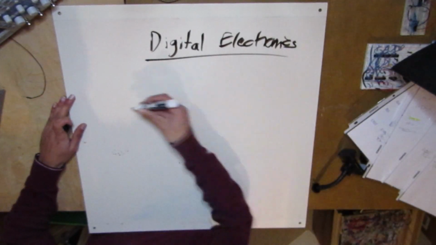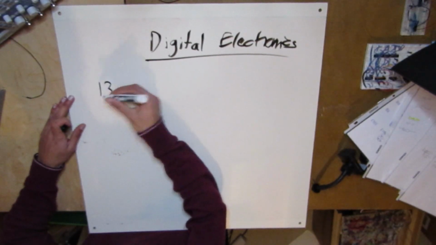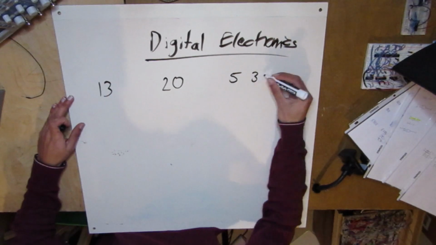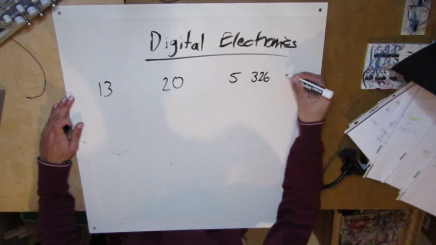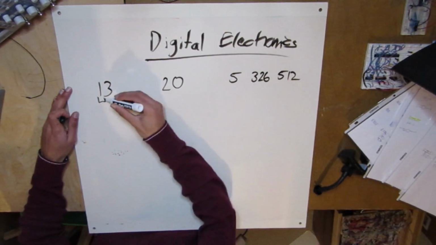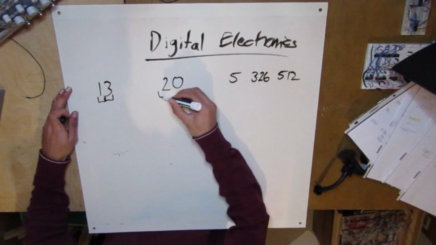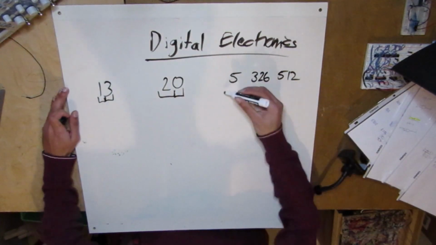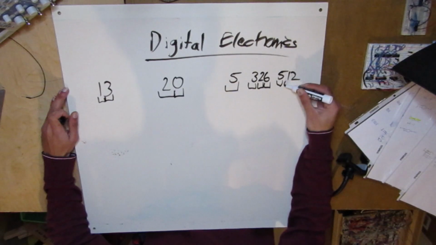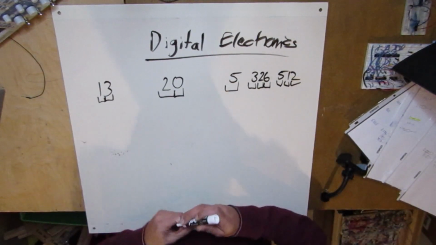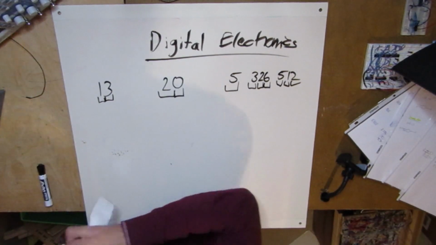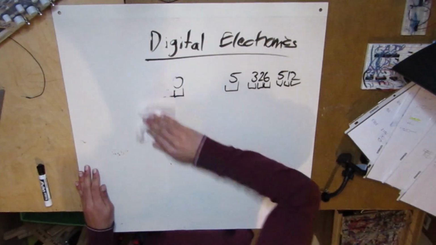You know your regular numbers. Let's say we know 13, we know the number 20, we know the number 5,326,512, for example. And we know that there's a tens place here and a ones place here. We know that there's the millions, the 100,000s, the 10,000s, the 1,000s, the hundreds, the tens, and the ones. Okay, that's cool. But what if we only had 2 digits?